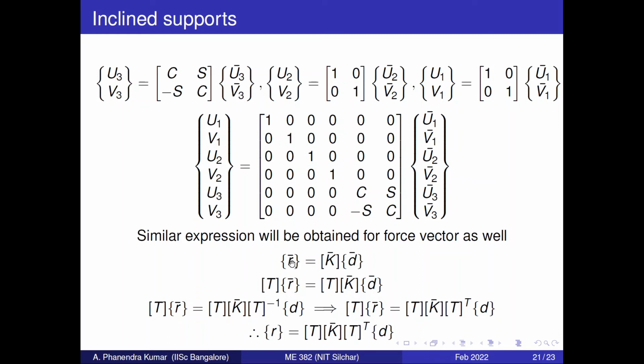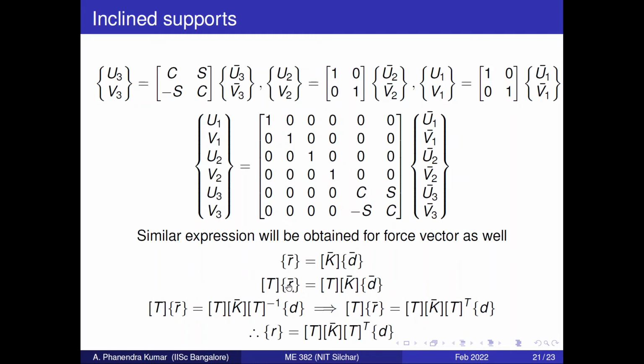So now considering the global equation, R bar is K bar times D bar. So this is KD equal to R, where we are representing it in the global coordinate system. So let us multiply with the T matrix on both sides to convert it to the local coordinate system. We are trying to convert it. So T times R bar is, again we will have one more T here, T K bar D bar.